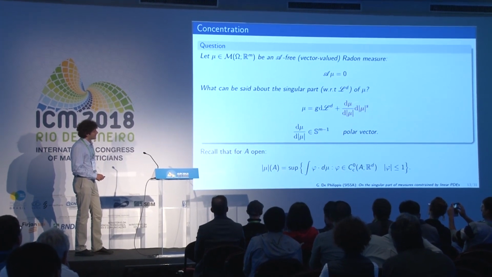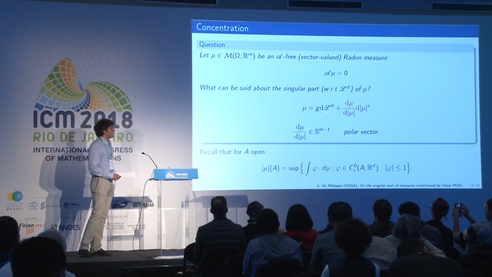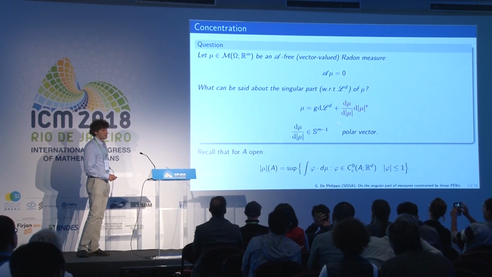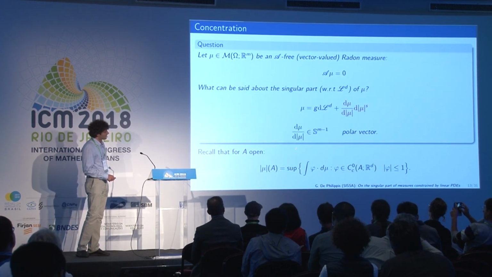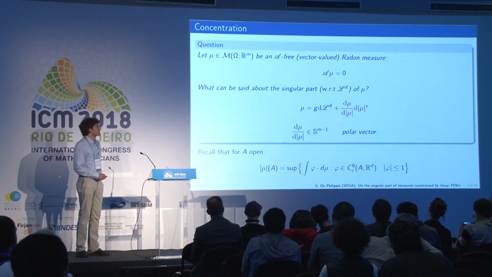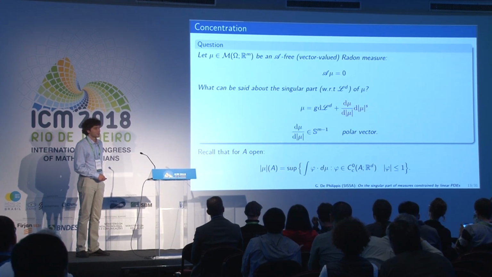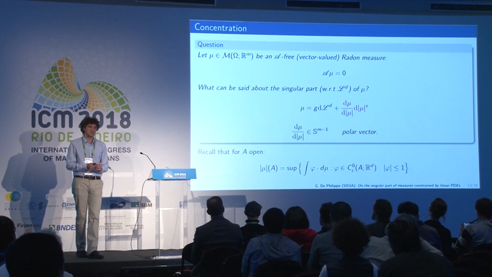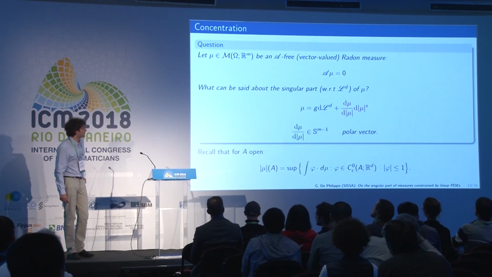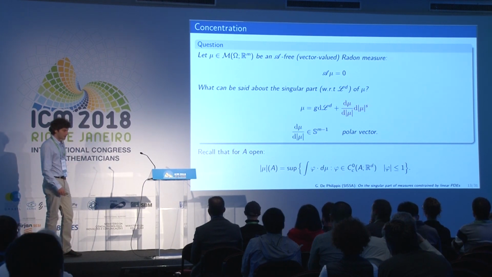And then another instance of the Radon-Nikodym theorem tells you that the singular part can always be written in the following form. There is a scalar-valued positive measure, this d mu s, which is just the total variation of my measure, times some vectors of unit length, which is called the polar vector, and which takes into account the infinitesimal direction of my measure. And this is what will play a key role in the rest of the talk.